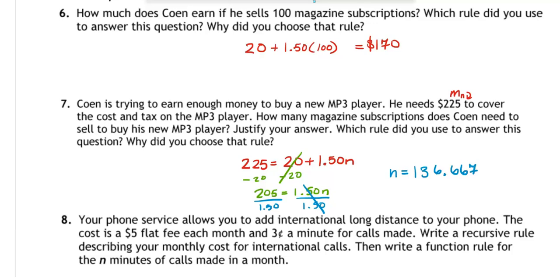Well, if it takes 136.667 subscriptions to break even and get that 225, that's the minimum amount that I need. If I sell only 136, I'm going to end up just short. So I need to round up to 137 subscriptions. So that would be my answer. It would be 137.